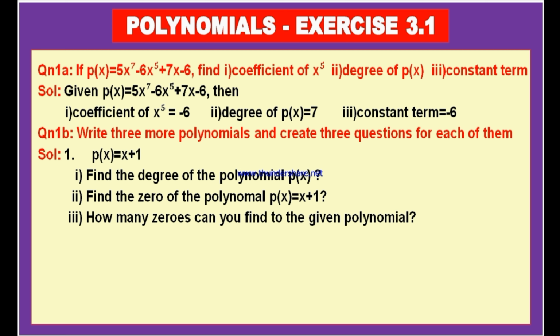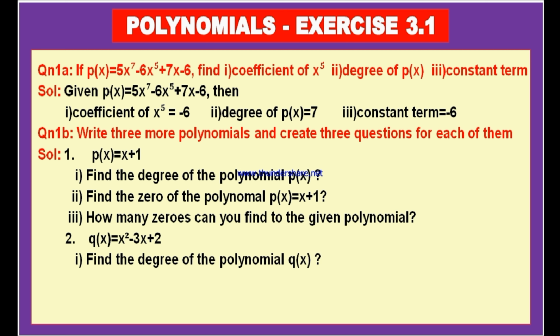Now we will frame another polynomial. Second polynomial q of x is equal to x square minus 3x plus 2. In this case we took a quadratic polynomial. You can write a polynomial of any degree at your wish. And the first question I framed is, find the degree of the polynomial q of x is equal to x square minus 3x plus 2. Here what is the degree? Good, the degree is 2.